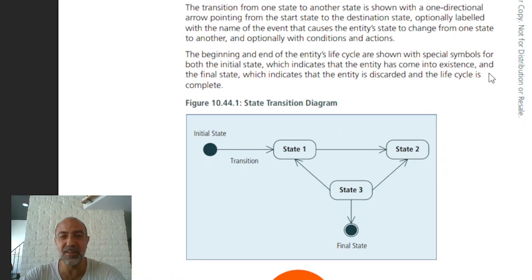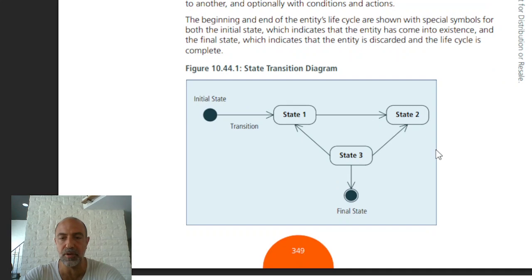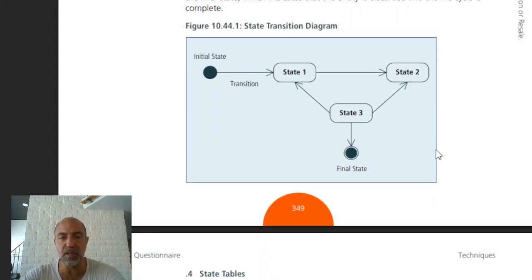Anyways, the transition from one state to another is shown with one directional arrow pointing. This is it, basically. I'm not going to talk about it. But it's basically, it starts somewhere with a circle, and there's an arrow, and then there's a square, and like everything that leads to something else kind of like is mapped over there.